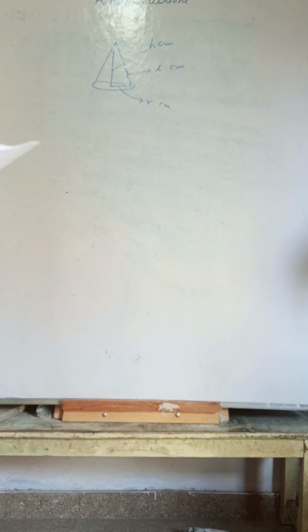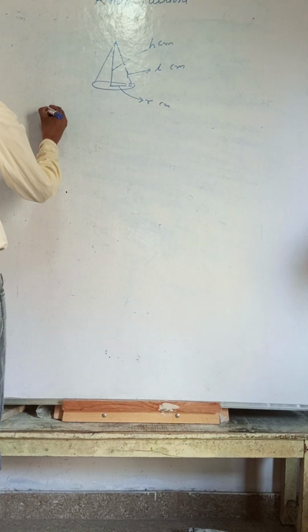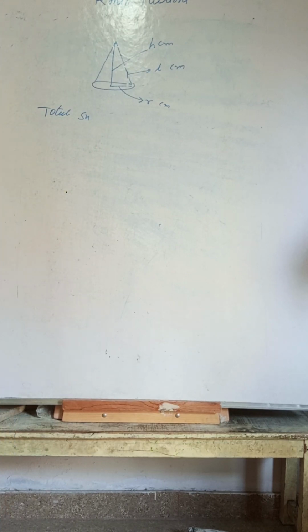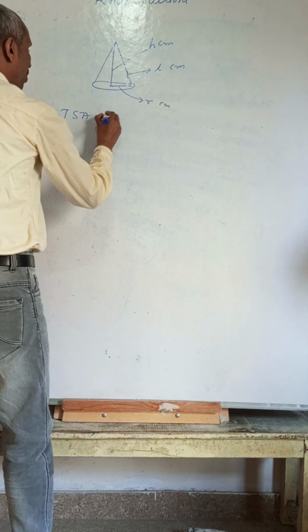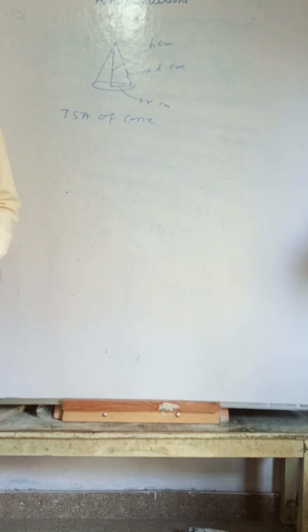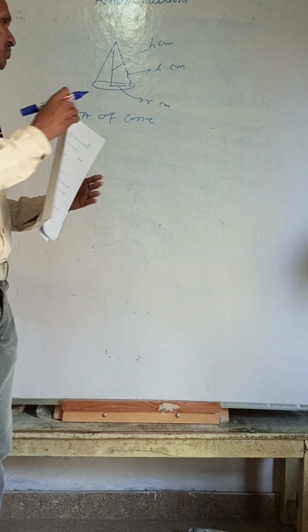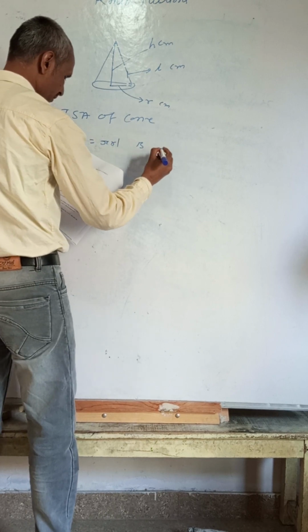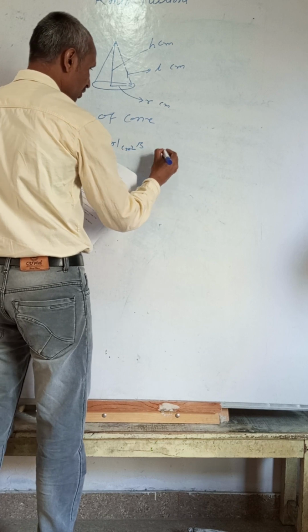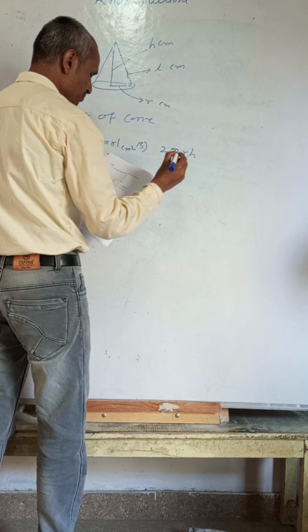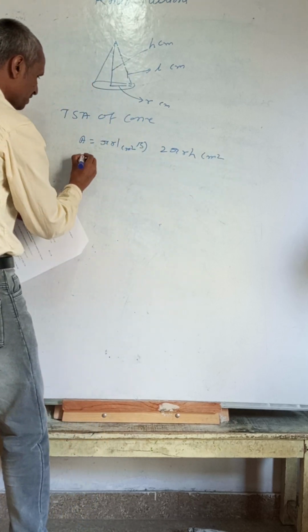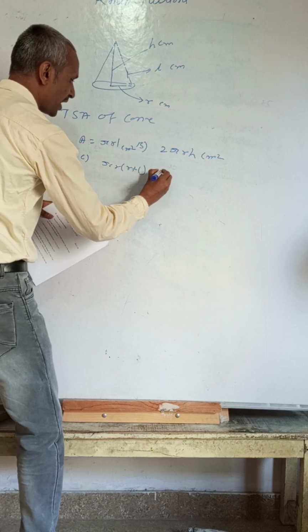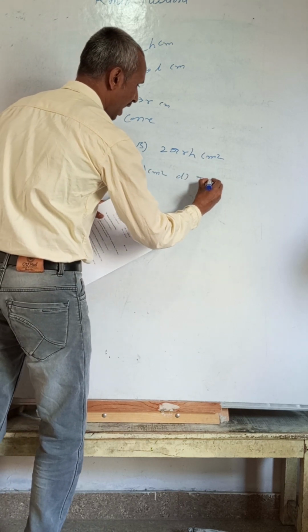So what is the total surface area of a cone? It is asked, the TSA of a cone. Already you know the formula for TSA of a cone. Four options are given. Option A is pi R L centimeter square. Option B is 2 pi R H centimeter square. Option C is pi R into R plus L centimeter square. Option D is pi R square L.